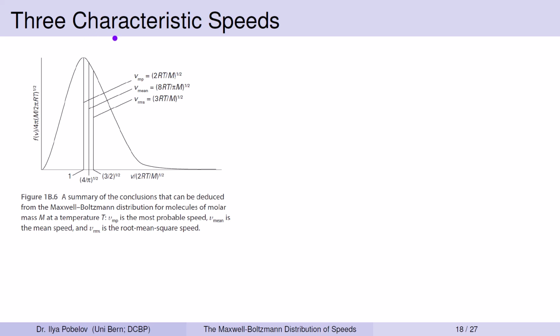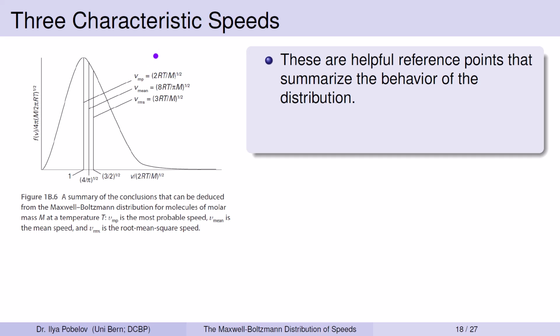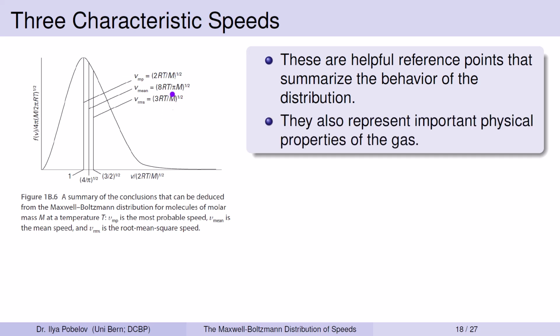Now we will introduce three characteristic speeds of the Maxwell-Boltzmann distribution. They are summarized in this figure. These are helpful reference points that summarize the behavior of the distribution. They also represent important physical properties of the gas.